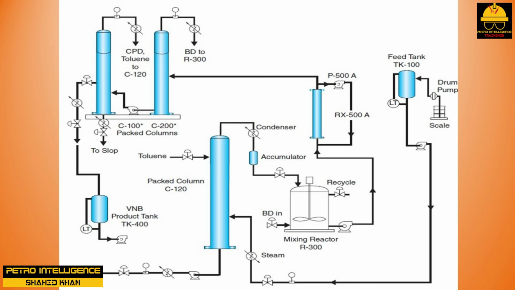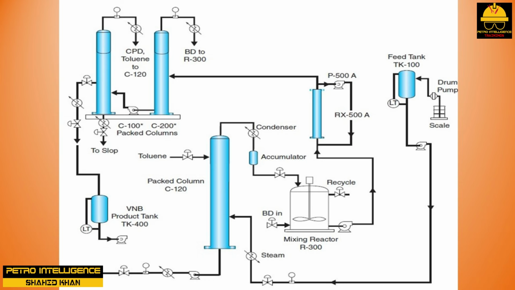After the reaction occurs, a small percentage of VNB is formed. This mixed stream continuously flows through a reduced overhead line to a second tower. The purpose of the second tower is to separate and recycle the BD. This process is accomplished easily because of butadiene's lower boiling point.